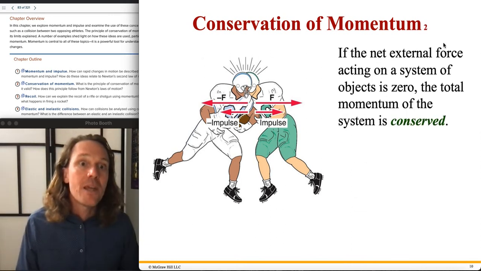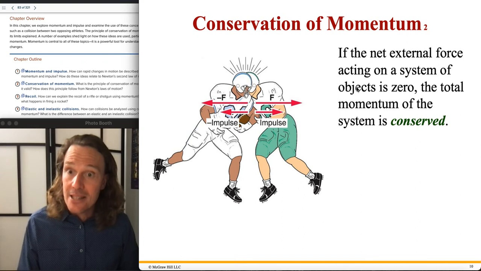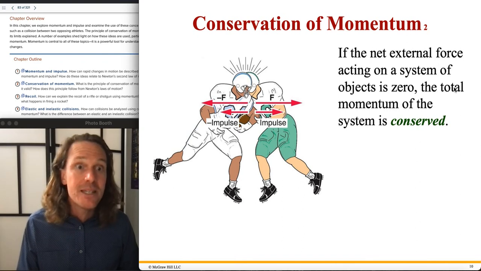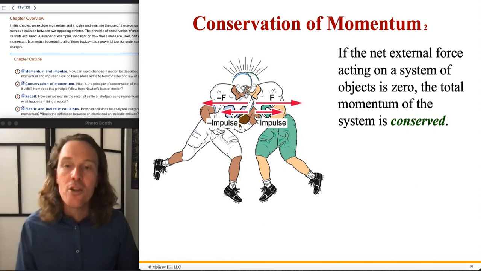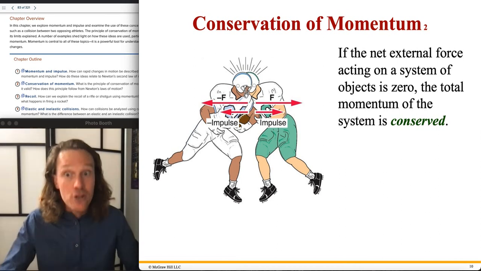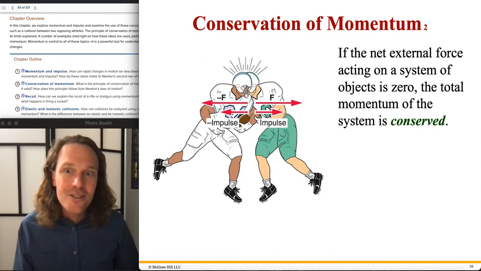All right, so if the net external force acting on the system of objects is 0, the total momentum of the system is conserved. Okay, this was the thing I was holding out for, because there was a question early on. I basically answered all the other ones, knowing we'd have to revisit them. But I never answered what actually has to be true for momentum to be conserved.